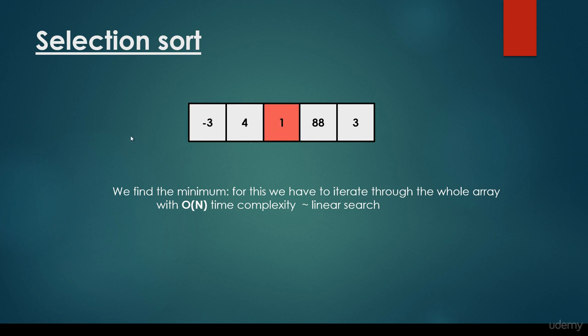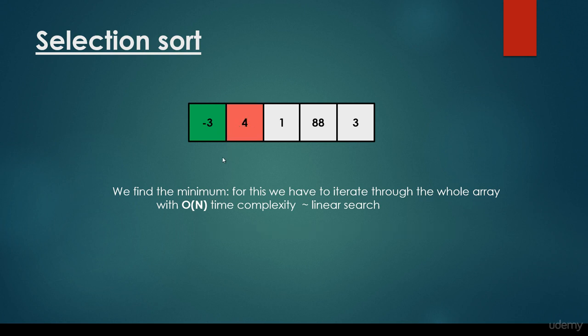-3, 4, 1, 88, and 3. What's the smallest one? It is -3. So we don't have to swap it. This is what we have been discussing, that in this case the index is equal to i, so we don't have to swap it with itself. This -3 is in its sorted position, so we just have to consider these 4 items. And as you can see, we will have a subarray that is sorted and a subarray that is unsorted.